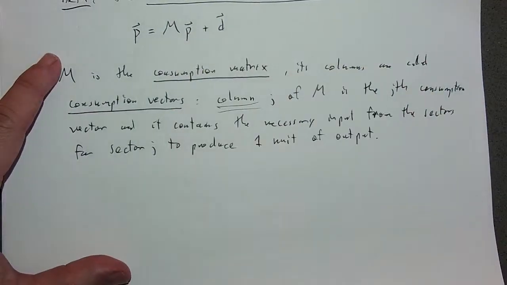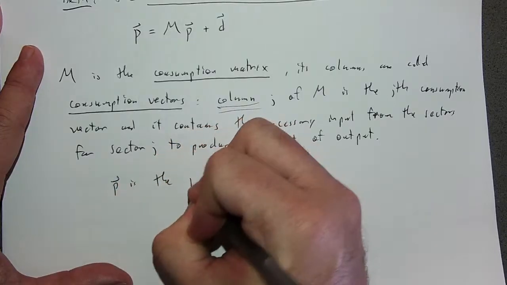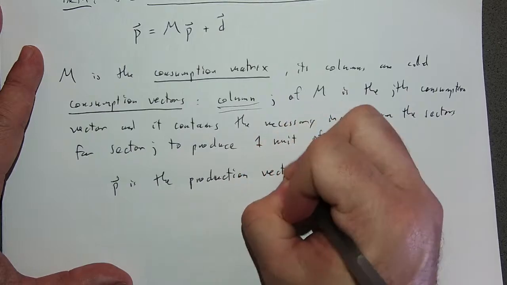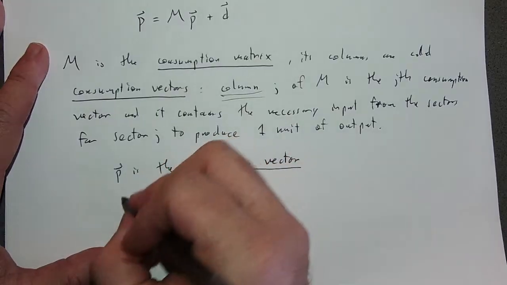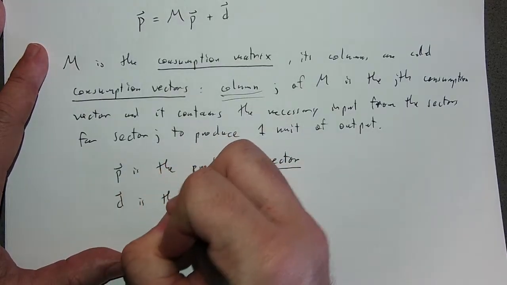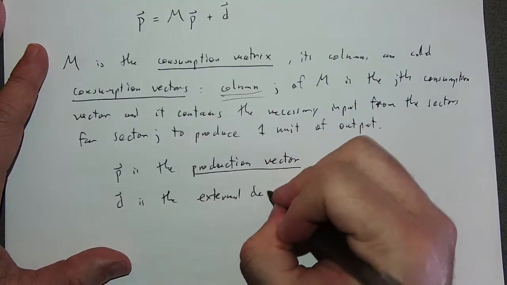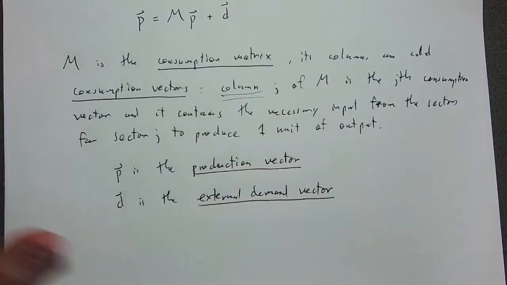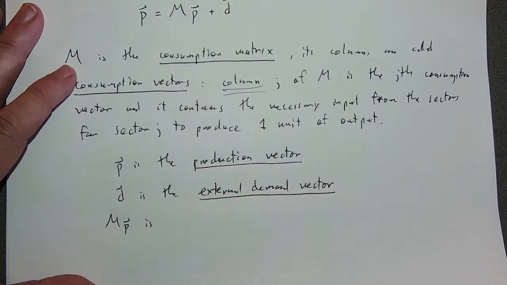The vector P is called the production vector. D is called the external demand vector. MP is the internal demand vector.